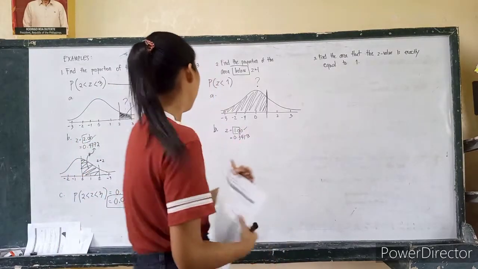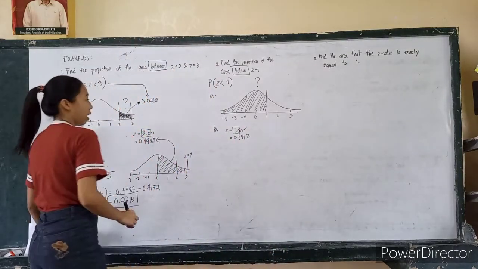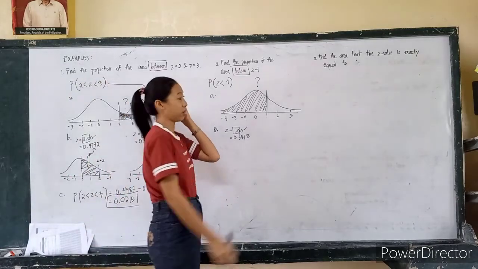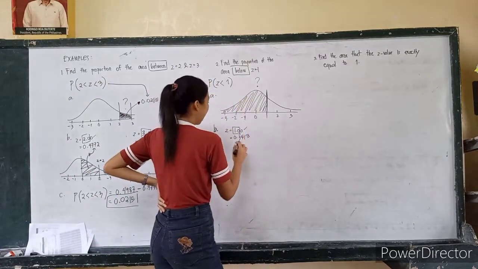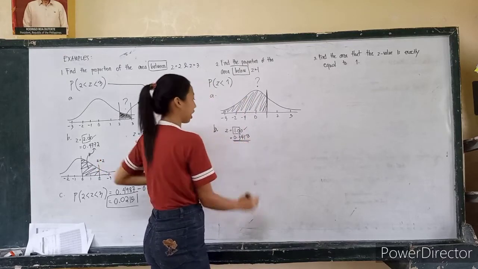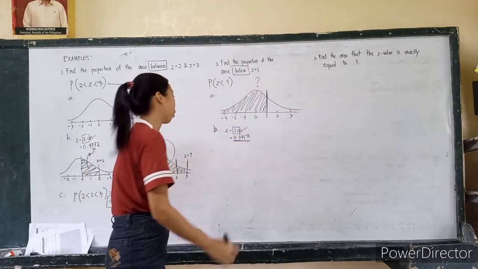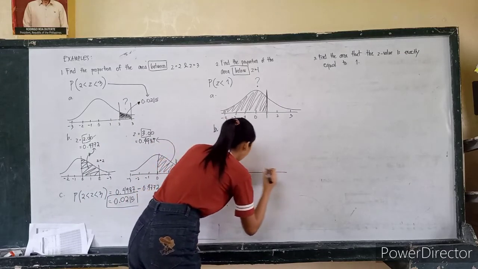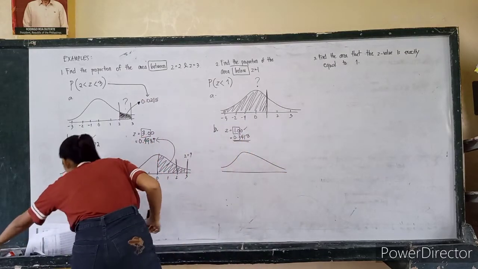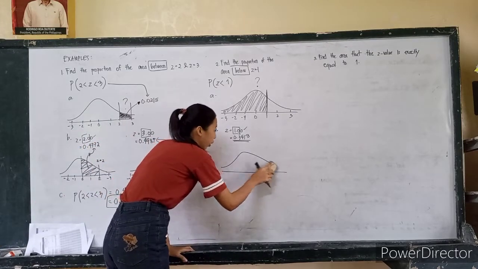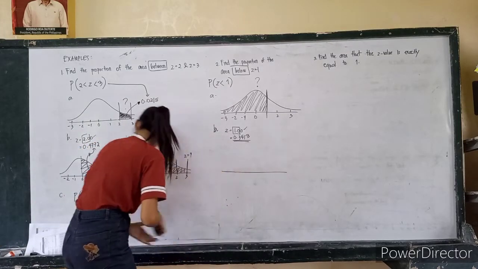Clear? Okay? Is that the answer right away? No, that is not the answer. Let me show you where the 0.3413 is. If you use this Z table, I mean curve, this is the bell curve or normal curve.